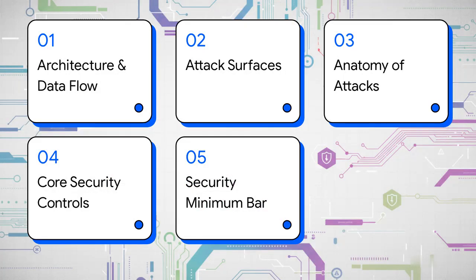Here is our quick roadmap for today. We'll start with MCP architecture and data flow, look at the expanding attack surface, break down the anatomy of MCP attacks, and wrap up with core security controls and the security minimum bar. All right, let's get moving.